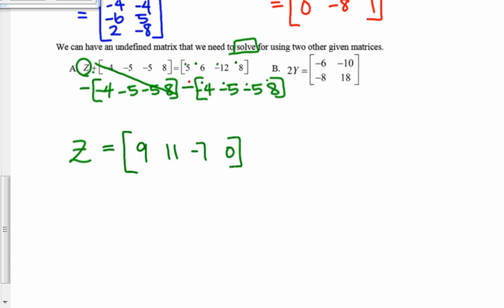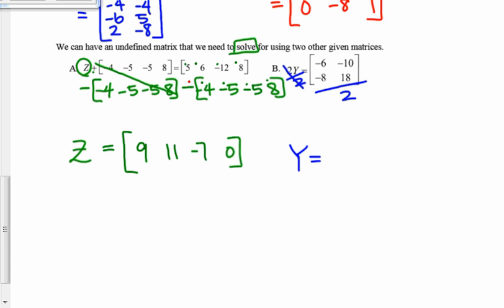Alright, let's do B. Okay, so I have 2 times y equals this matrix. So in order to get y by itself, I'm just going to use my normal solving skills here. In order to undo multiplication, I'm just going to divide by 2. Dividing both sides by 2. So on the left side, I get y equals something.